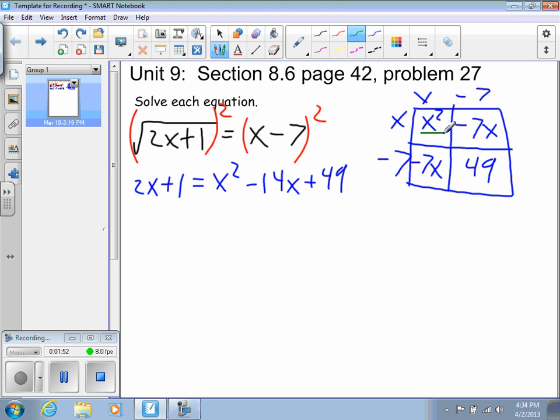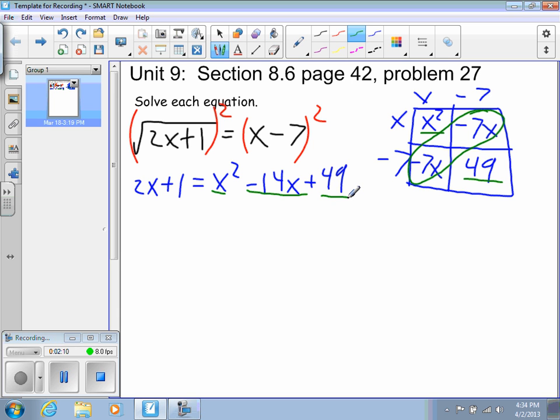So now we've got x squared and x squared. When we combine these two, we end up with minus 14x, and we have positive 49 and plus 49. So we did it right.